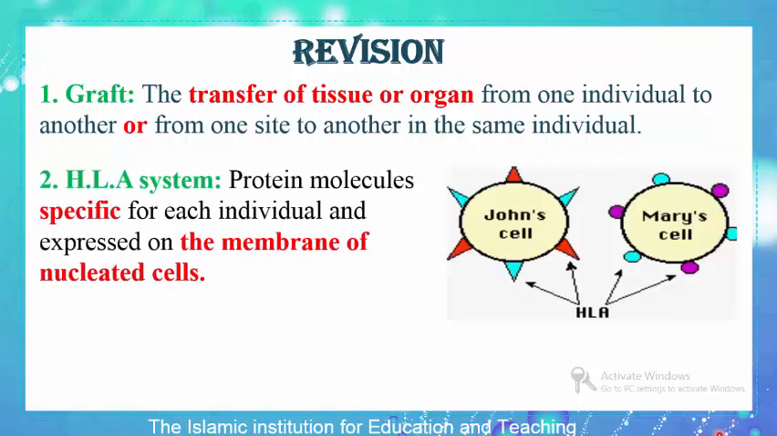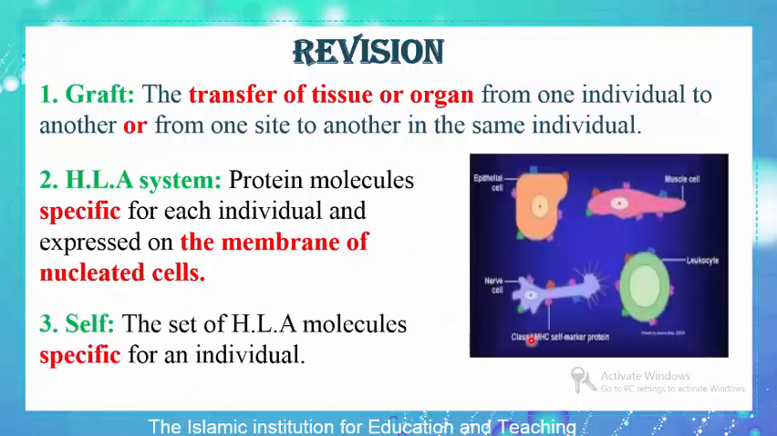Moreover, we state that all the nucleated cells, meaning the cells with a nucleus, express, meaning show on their membrane, specific protein molecules. These protein molecules will be unique for each individual, and these specific protein molecules are called HLA molecules. The set of HLA molecules in all the nucleated cells in the same individual will be recognized as self.